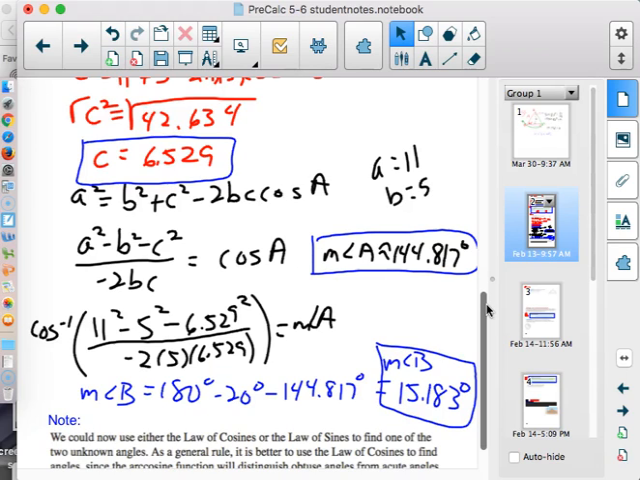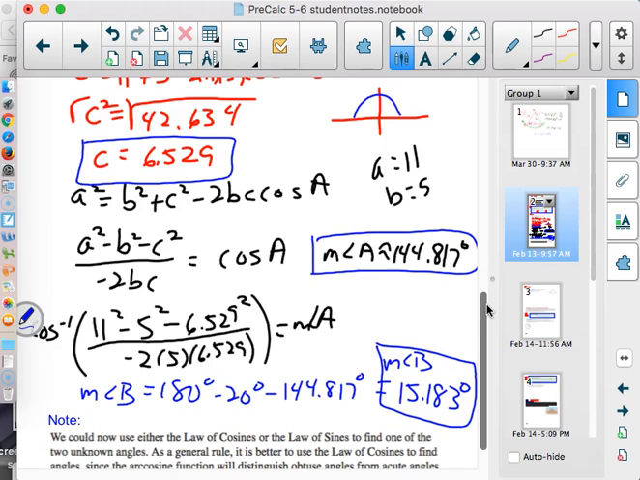That's because the sine function is odd. And so it doesn't know the difference between a positive angle and a negative angle. But with cosine, it's even. And by being even, cosine recognizes when you have a positive angle versus a negative angle.